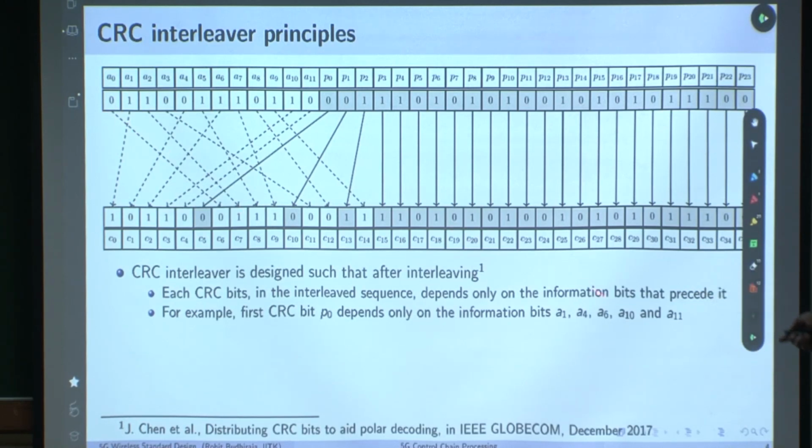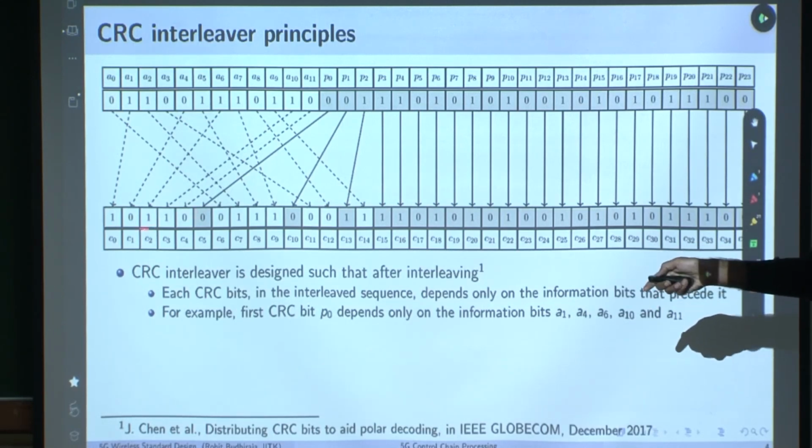You see this parity bit doesn't depend on A0. This CRC bit doesn't depend on A0. What are we saying here? CRC bit depends on A1 to A11. And all these bits are interleaved such that this is applicable. So what are we saying here? P0 depends on this, and P0 comes here. All other bits on which it depends are coming before this after interleaving.